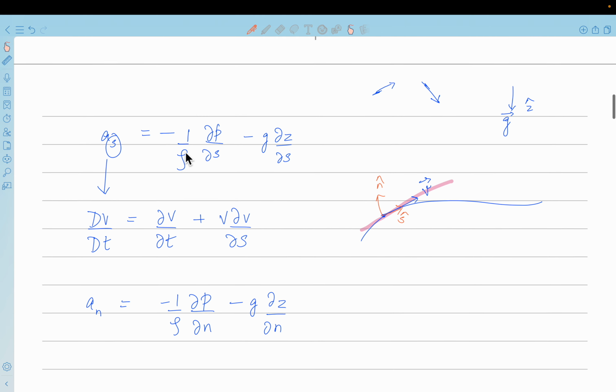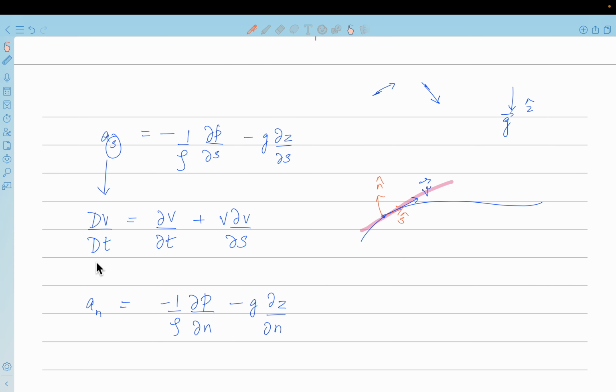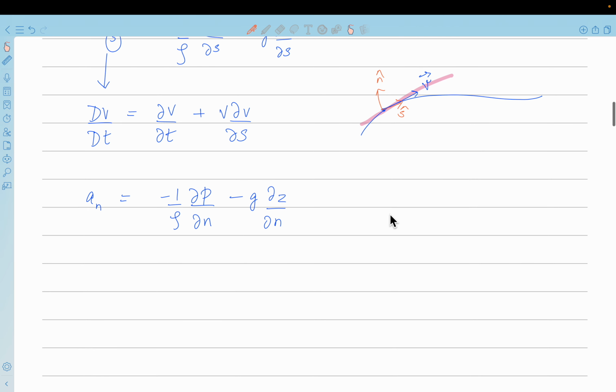What I have done over here is I have taken dv by dt. This is the total acceleration, isn't it? d by dt of the entire velocity, and that gives me dou v by dou t plus v dou v by dou s. Is there any other term that I am missing? So what kind of acceleration is this pressure and gravity force giving in the normal direction? Due to the curvature, exactly.